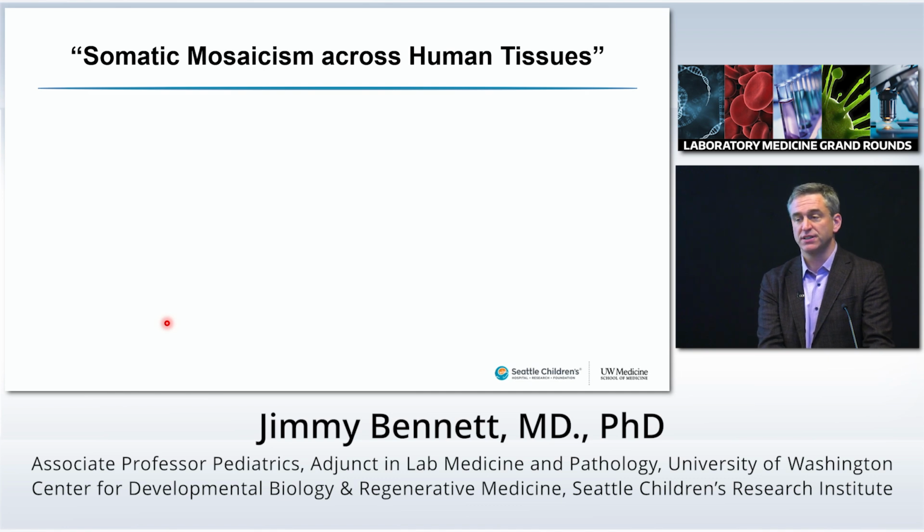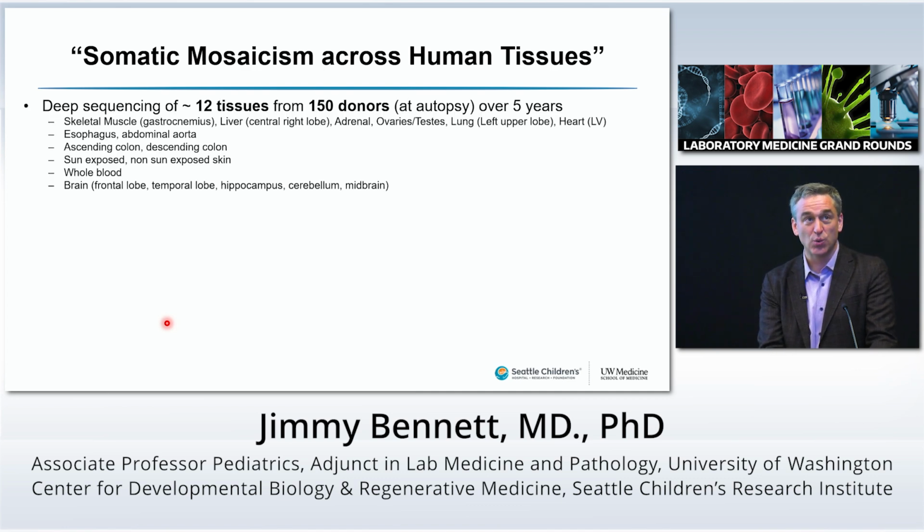And this is a part of a large NIH-sponsored consortium called the Somatic Mosaicism Across Human Tissues, or SMaHT network. I think it's kind of an obnoxious acronym, but definitely comes from Boston. And so what we propose to do is pretty simple and straightforward. Again, not rocket science, but we're just going to perform very deep sequencing of 10 to 12 different tissues from a total of 150 donors at autopsy over a 5-year period.